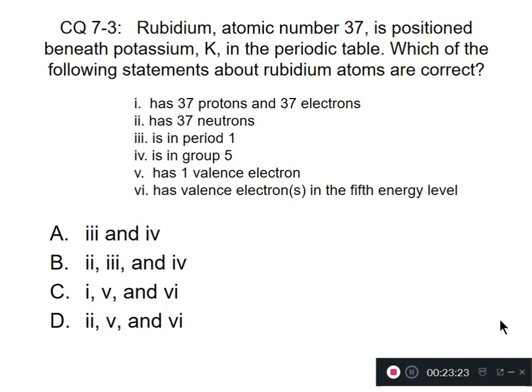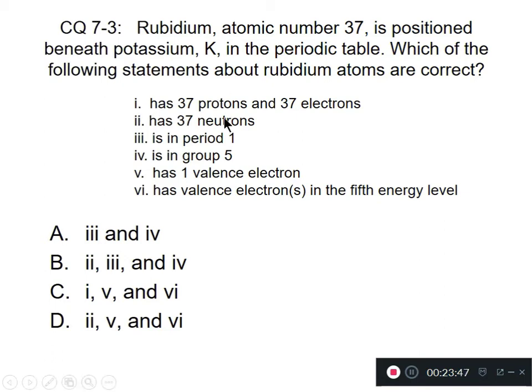All right, question 2. Rubidium, atomic number 37, is positioned beneath potassium in the periodic table. Which of the following statements about rubidium atoms are correct? And I may now need to go look at it on the periodic table. I don't think that we had it on our element map, but go take a second and look at it on the periodic table.